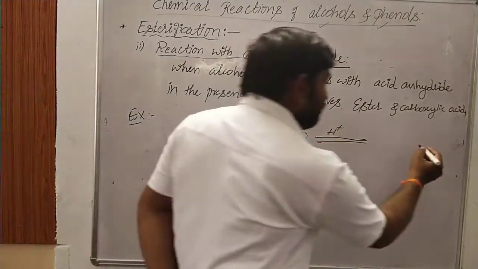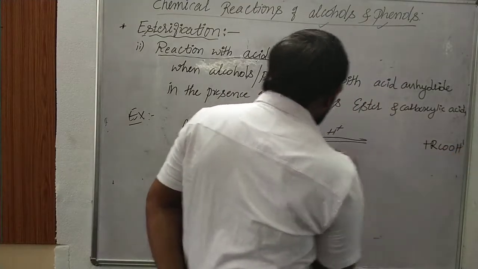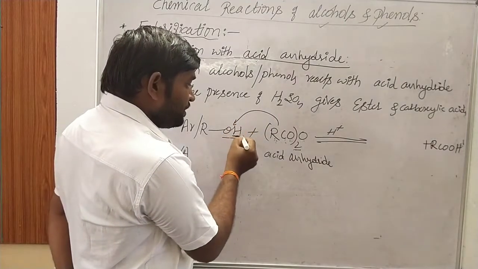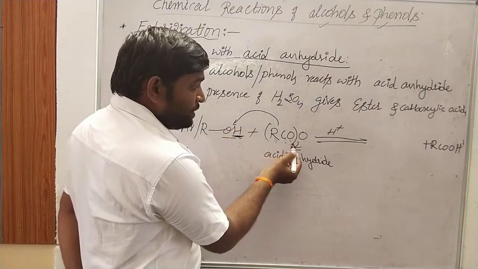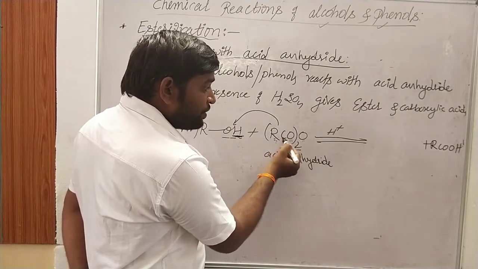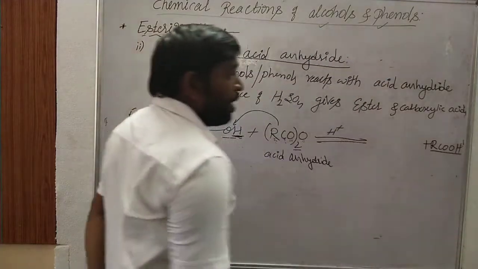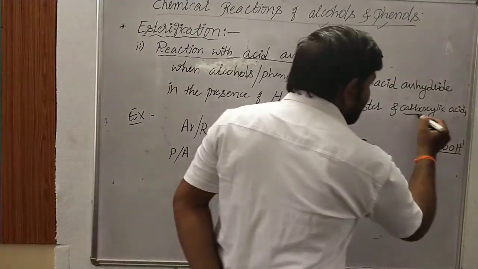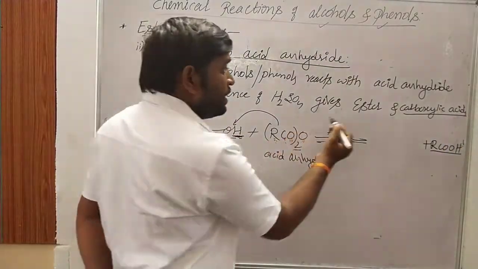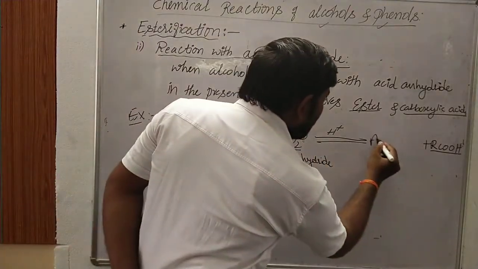That leads to the formation of RCOOH. So here one RCO group is substituted to this alcohol by replacement of this hydrogen atom. The remaining one more RCO has one oxygen, RCOO, and one hydrogen, so RCOOH will come out. That is nothing but carboxylic acid. The rest is the product, so ester is going to be formed, from alcohol or phenol.